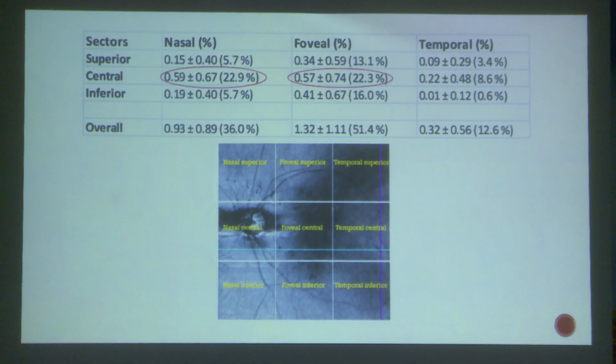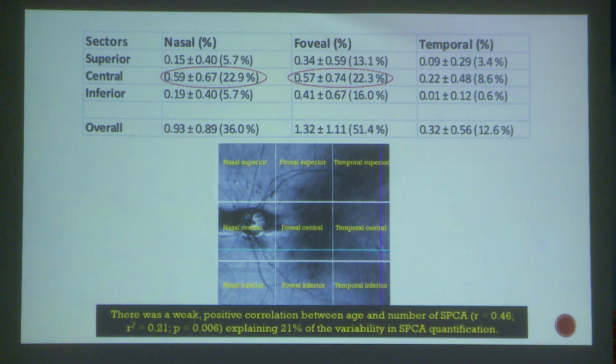The table above shows the distribution pattern of the SPCA vessels. It's clearly seen that the nasal central side, that is near the peripapillary area, and the foveal central, that is the area which covers the fovea, had the majority of the SPCA vessels. So overall, the foveal area, that is the foveal superior, central and the inferior, had around half of the total SPCA which we could identify through the algorithm.